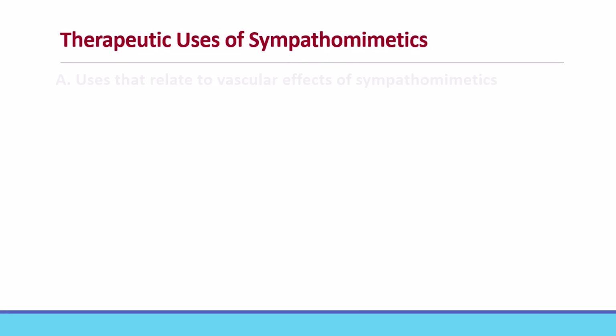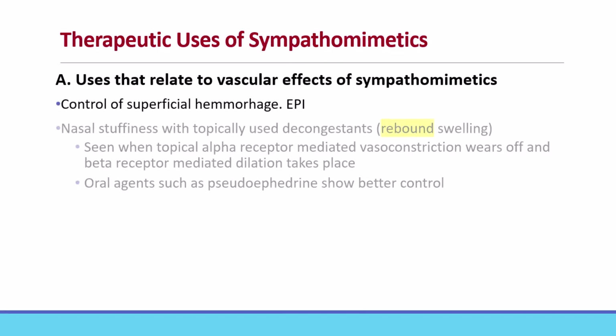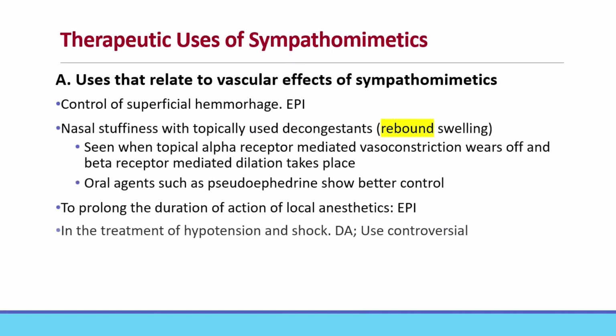The vascular effects of sympathomimetics are widely utilized in clinical practice. Vasoconstriction can control bleeding and prolong the action of local anesthetics, while modulation of vascular tone is essential in managing hypotension and shock. These applications demonstrate how physiological principles are translated into therapeutic strategies.